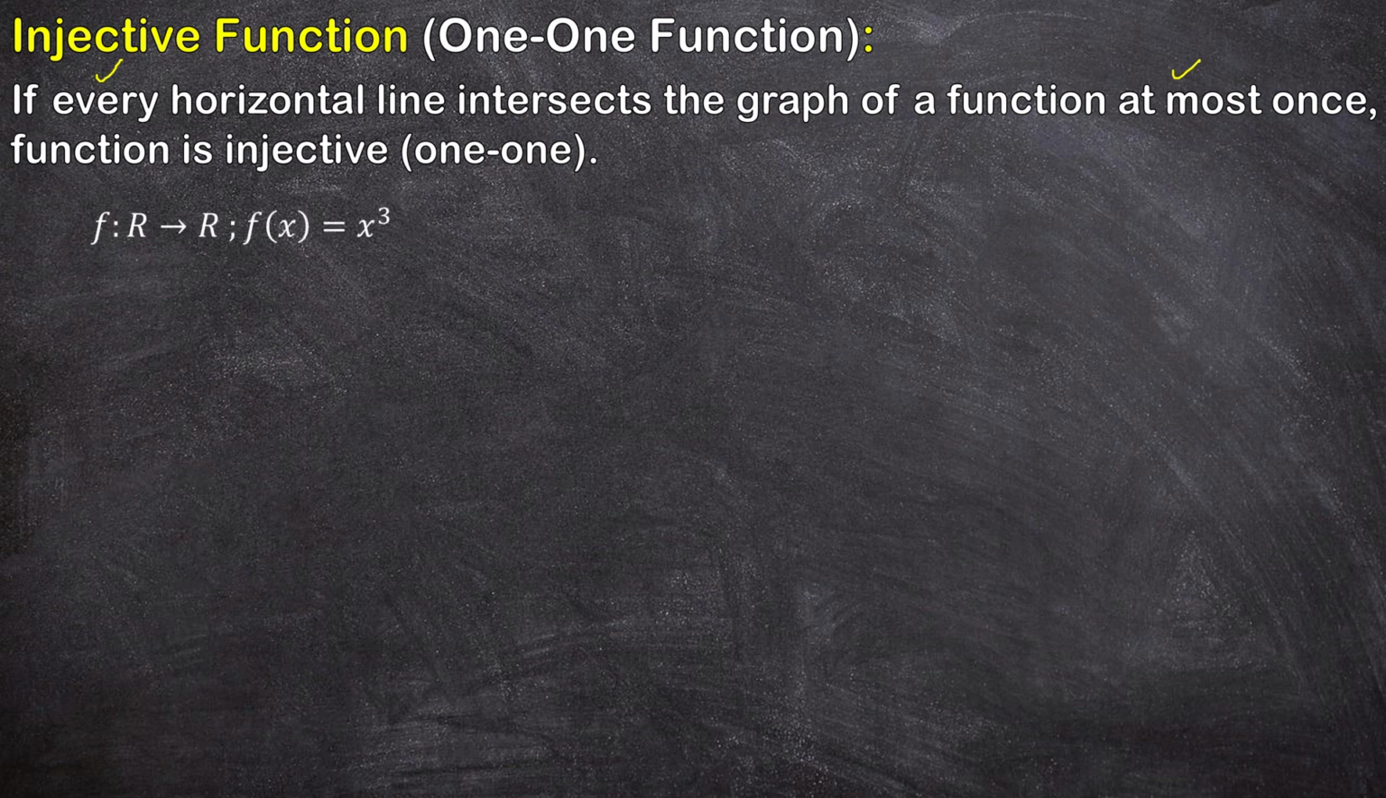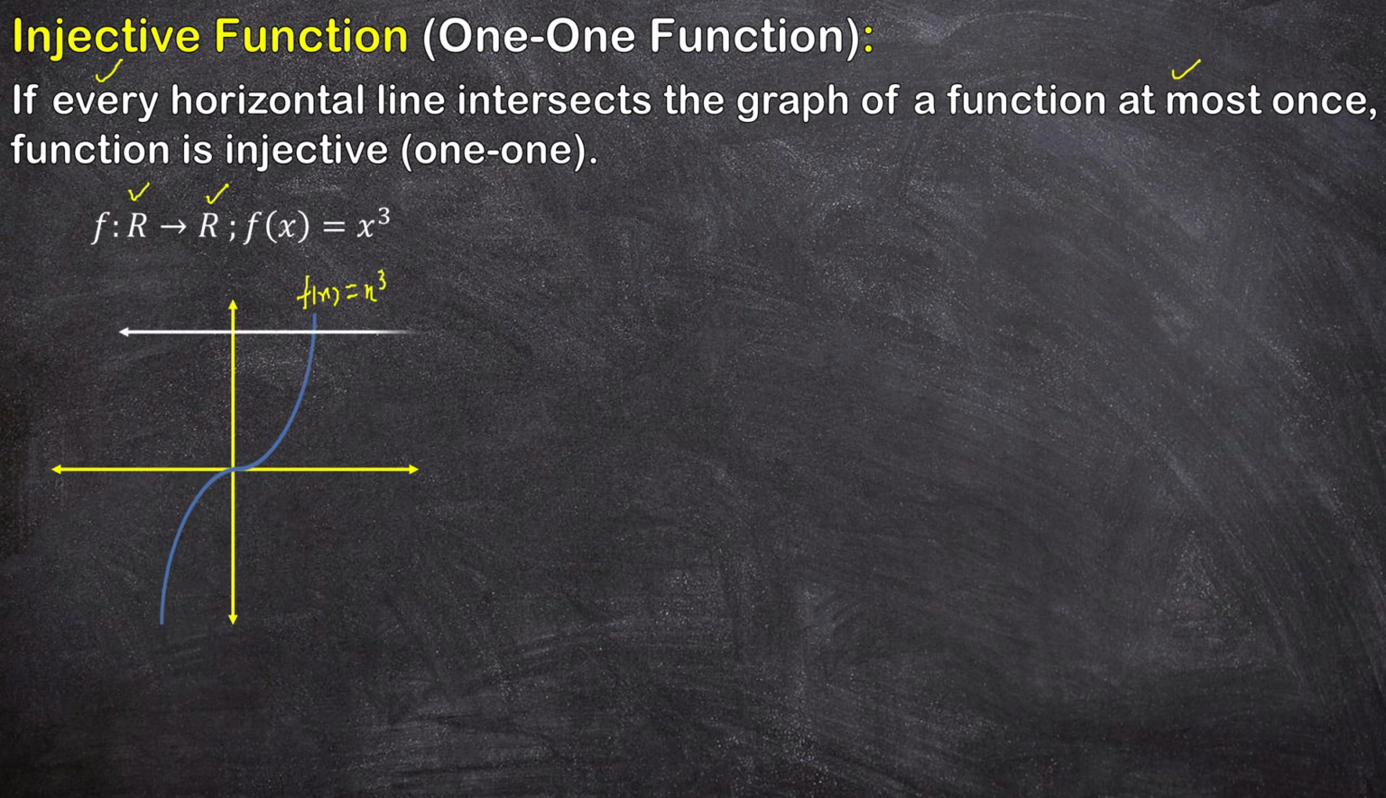We take a function f from R to R defined by f of x is equal to x cube. Here the domain and codomain of this function is the set of real numbers. Let's draw the graph of this function. This is the graph of f of x is equal to x cube. We draw a horizontal line. Every horizontal line is intersecting this graph once. So this function is one-to-one according to the statement of the horizontal line test for injective functions.